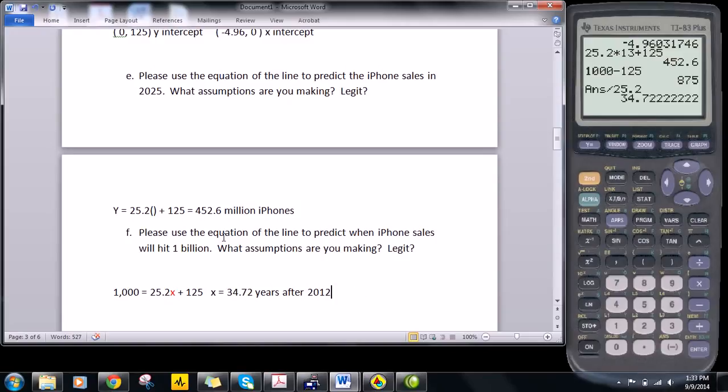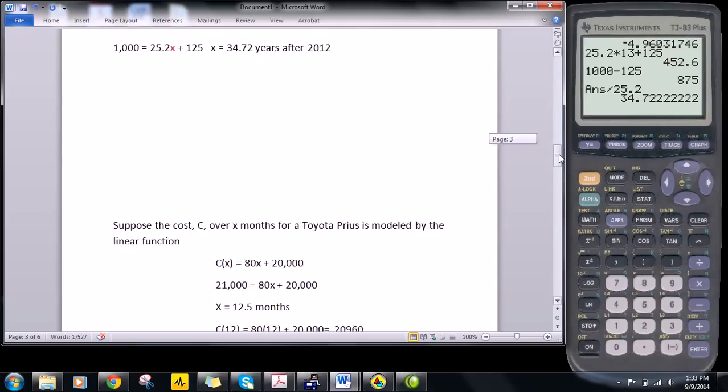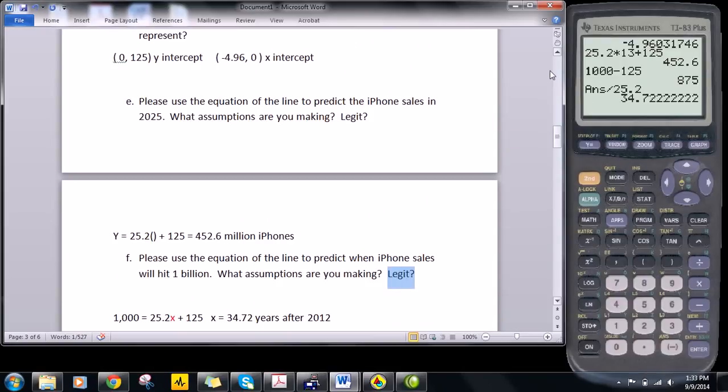What assumption am I making? Again, I'm making the assumption that iPhone sales will continue to grow at the same constant rate of 25.2 million per year. That's a huge assumption. Is it legit? Well, not really, because I'm only basing it on 2 initial points. So some things to think about: slope, the function as a line, what it looks like, the x-intercept, y-intercept, how we can use it. Thanks for listening. Hope this was helpful.